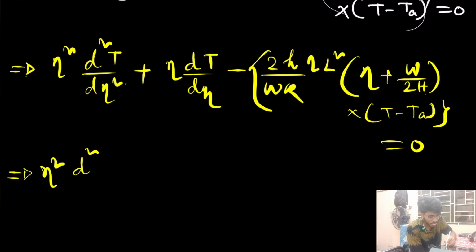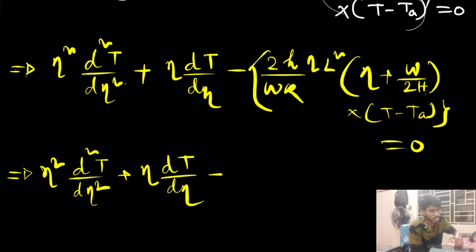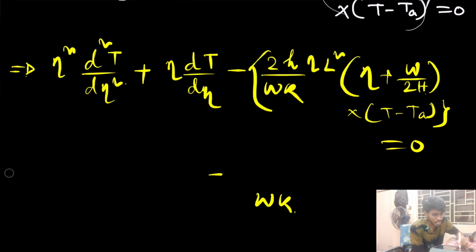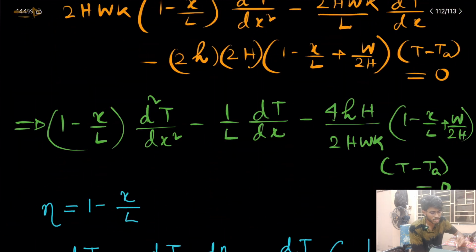Now this is this plus eta into dt d eta minus 2h eta square L square by wk plus, minus, okay, now everything has become a bit more complex again. Okay, so up till now let me see if I can compare this with the Bessel equation or not.